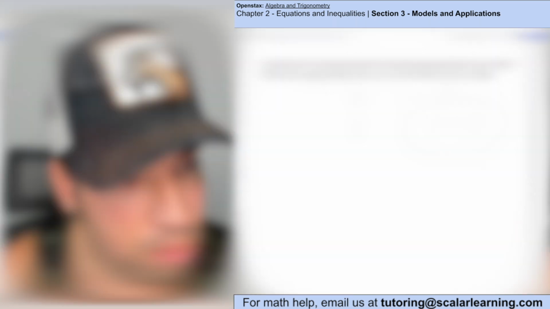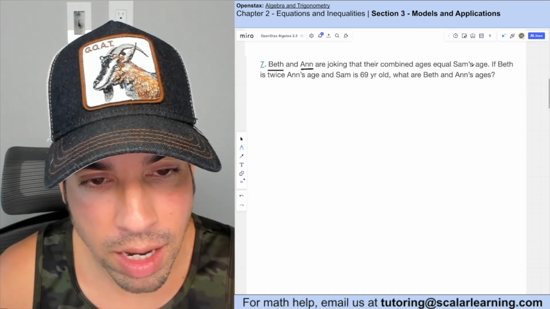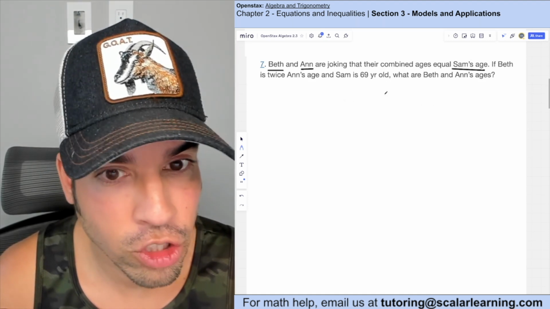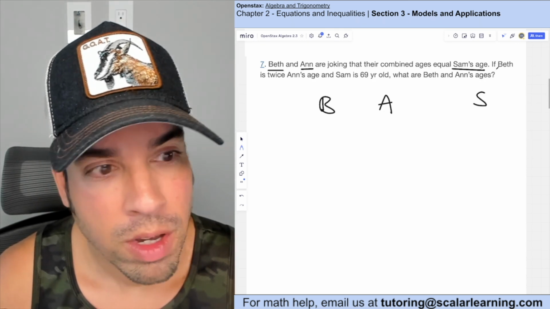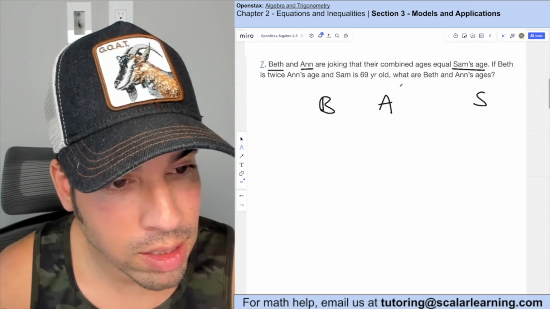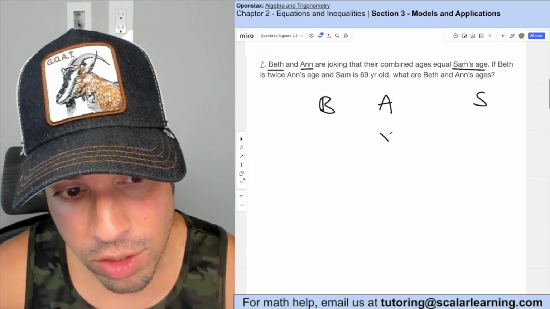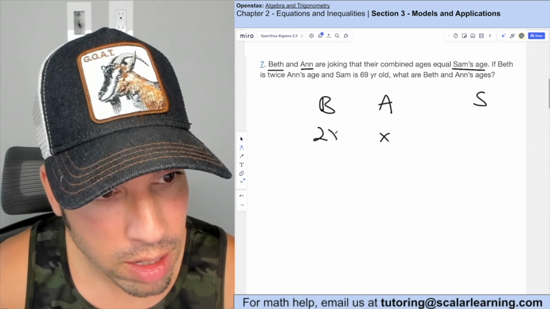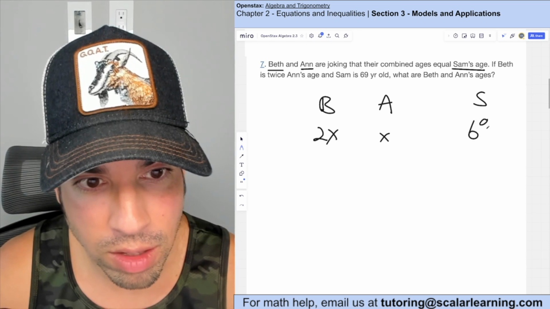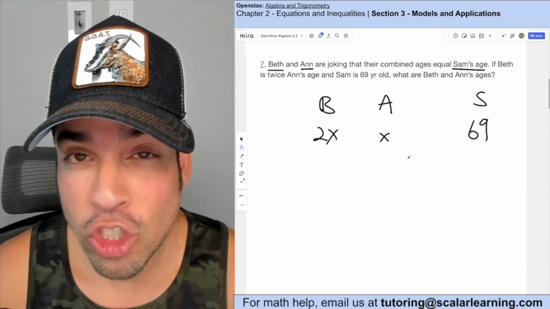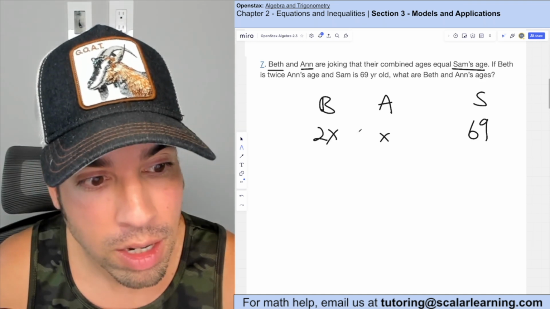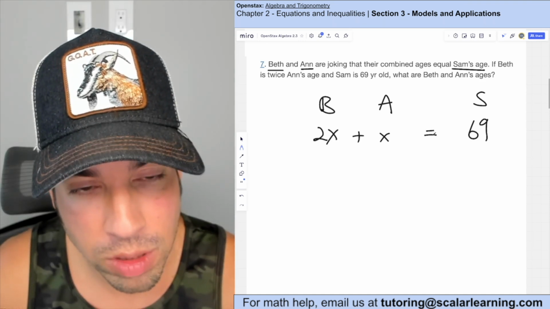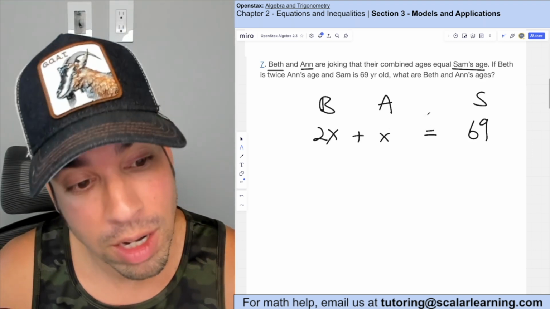Beth and Ann are joking that their combined ages equal Sam's age. So we've got Beth, we've got Ann, and we've got Sam. If Beth is twice Ann's age, so let's say Ann is x years old, Beth would be double that. And Sam is 69. What are these ages? Check it out. Just by plotting out the information, I've created the perfect setup for an equation because they're saying these two together equals Sam's age. Now we just got to solve for x.